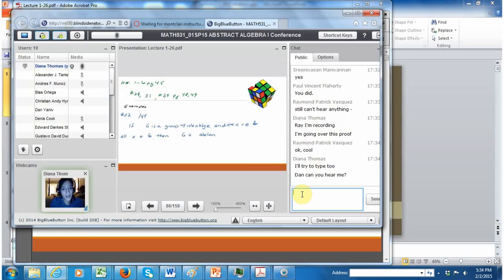So in this problem, I wanted to go over some examples and show you how I structure the proofs so that it's clear. This is number 32 on page 48, and the statement is: if G is a group with identity E and x times x equals E for all x in G, then G has to be abelian.